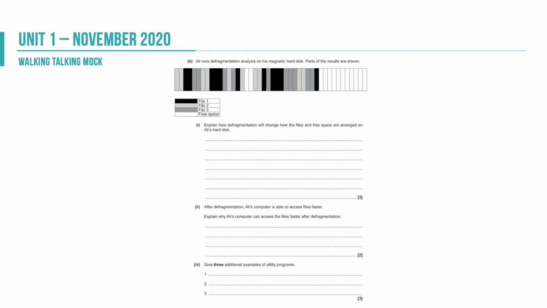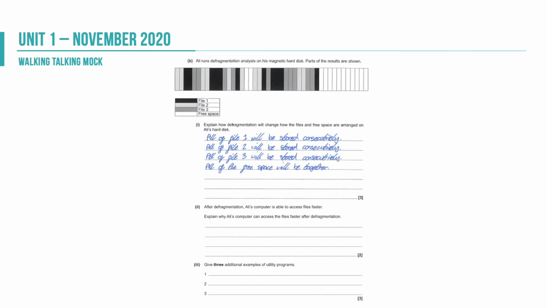Part B then begins to look at disk defragmentation and what disk fragmentation might be. Part I is one where it's very easy to make a mistake because they are looking for some quite specific things within the answer. You need to specifically say all of file 1 will be stored consecutively, all of file 2 will then be stored consecutively, and then all of file 3. You can't say the files will be in order if you want to get the full marks. For the final mark, you need to say all of the free space will be together.